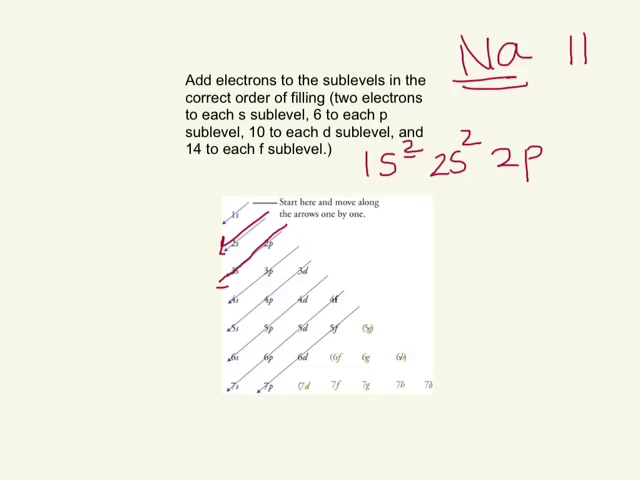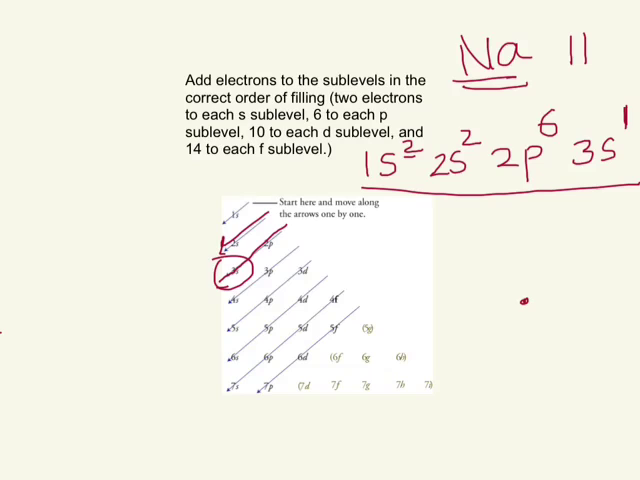P can have a maximum of 6. And what is after 2p? 3s. How many maximum electrons can go in s? 2. But how many do we need? 2, 4, 6. We need only 1. So 2 plus 2, 4, plus 6, 10, and 1, 11. So this is the electronic configuration of sodium.